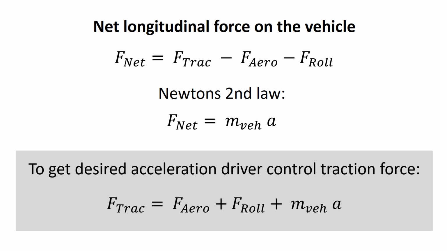To do that, the powertrain needs to produce a traction force equal to the rolling resistance plus aerodynamic resistance plus the vehicle mass times the desired acceleration. And once we get an acceleration, with time the speed will also change. So the driver is controlling the speed only indirectly by controlling the force from the powertrain and thereby the acceleration.